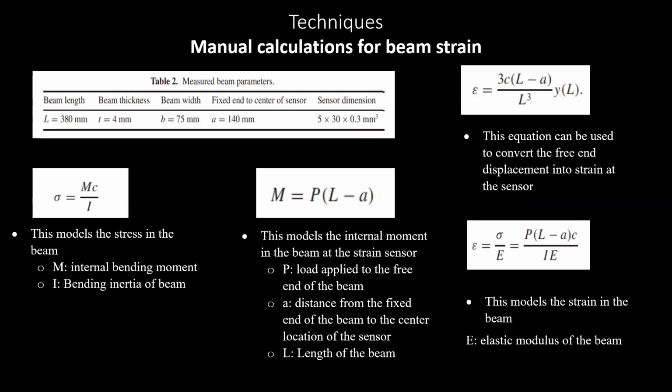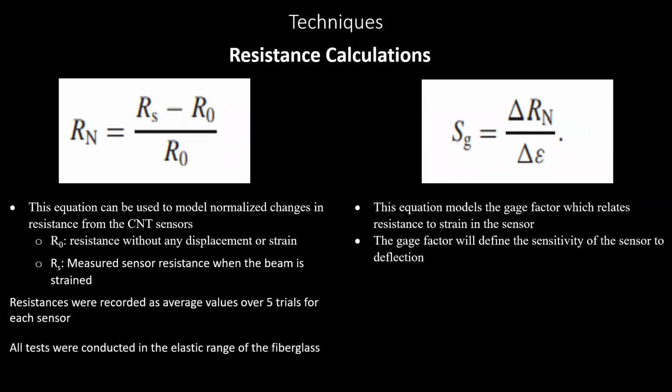These are the beam theory equations used to calculate the actual deflection for verification. These should be very familiar to anybody that's taken solid mechanics, as they're pretty much standard in any questions that ask about cantilever beams. They then performed resistance calculations to convert their resistance values into strain values. These tests were done 5 times for each of the two different types of samples.